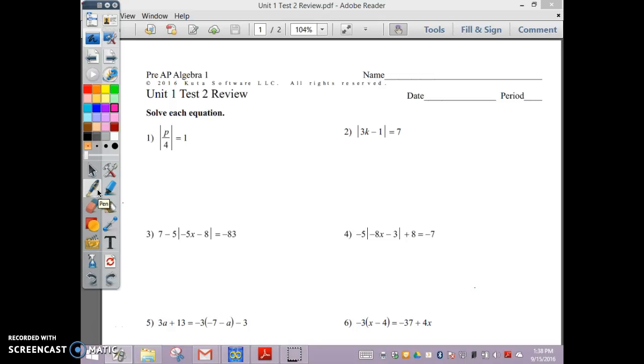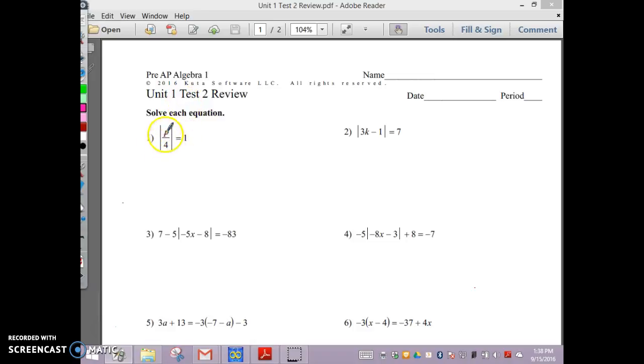We're going to start off with some absolute value equations. For an absolute value equation, when we plug our answer back in and simplify, whatever is inside of these straight up and down lines, the absolute value symbol, we are going to make it positive because absolute value means the distance away from zero.